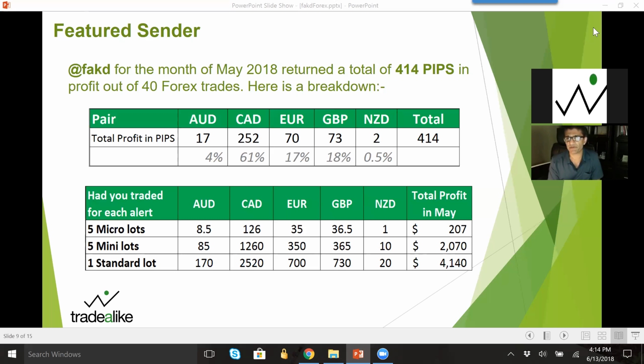Again, it's variable with different brokerages. Some brokerages just charge you a commission, some just charge you spreads, and some charge a mix and match of both. Okay. But again, who is your broker?